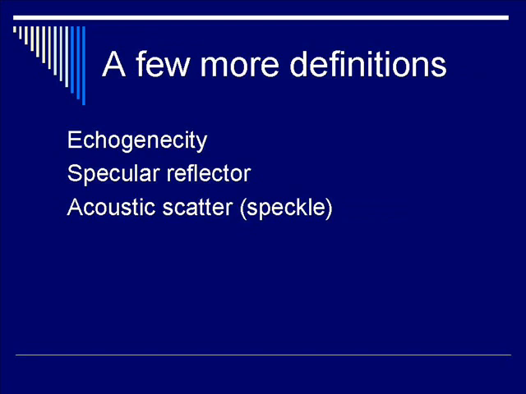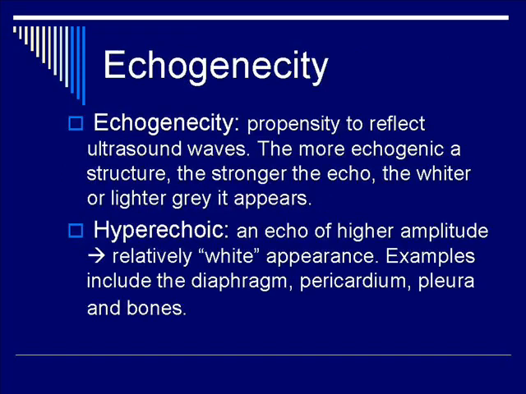What is the definition? Echogenicity, in short, is the propensity to reflect ultrasound waves. The more echogenic a structure is, the stronger will be the returning echo. Practically speaking, the image will appear white or slightly lighter gray, a shade of gray. When a structure is termed hyperechoic, it means that the echo has higher amplitude relative to the surrounding structures. The appearance will be white, and examples of hyperechoic structures are the diaphragm, pericardium, the pleura, and bones.